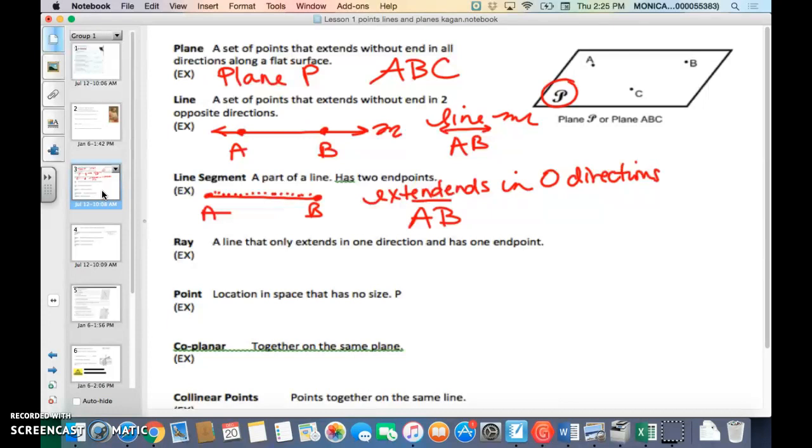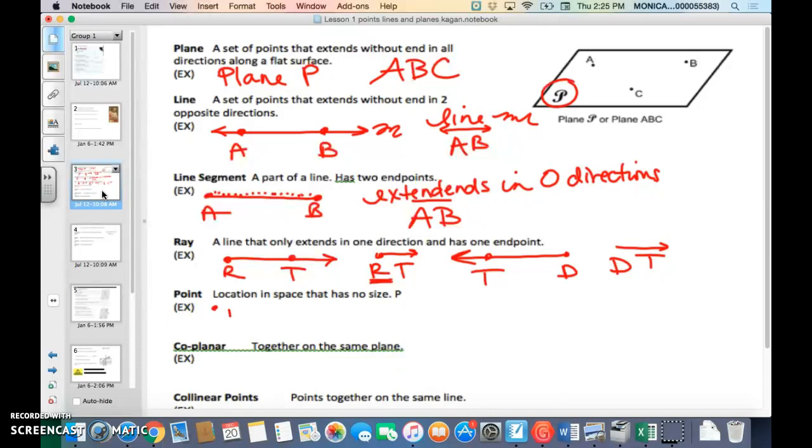A line that only extends in 1 direction and has 1 endpoint is what we call a ray. Okay, so a ray will have 1 endpoint and 1 direction. So let's say this is RT, then we would call this ray RT. The letter over here is very important. It has to be the endpoint. So if my ray is going in the other direction and it's DT, then to name this ray, I would use the same symbol, but the point has to be above the endpoint. Right?